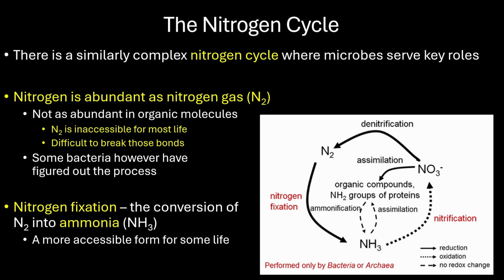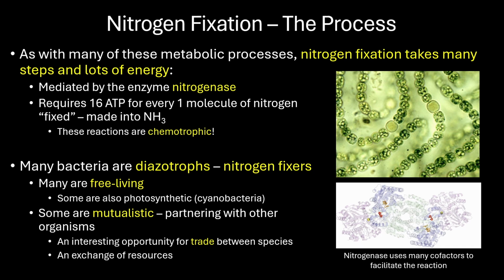However, some bacteria have figured this out, and they do have specialized enzymes to facilitate this process. So when bacteria take nitrogen and convert it into a more usable form, in this case ammonia, NH3, they are doing something that we call nitrogen fixation. They are fixing nitrogen, meaning they're taking it and making it into a form that is more accessible for some forms of life. So as with many metabolic processes, nitrogen fixation is a process that takes a lot of steps and a lot of energy.